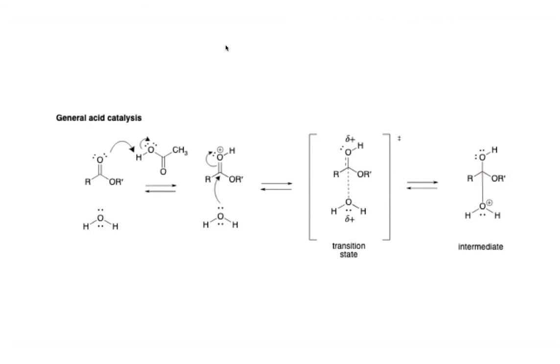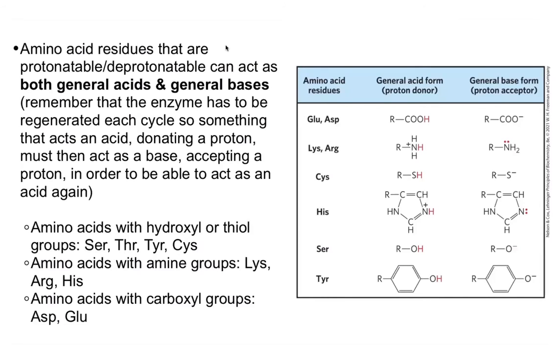When it comes to general acids and general bases, it can get confusing because I know we talked about how the basic amino acids were histidine, lysine, and arginine, because in their neutral form, they acted as bases and took a proton, becoming positively charged.